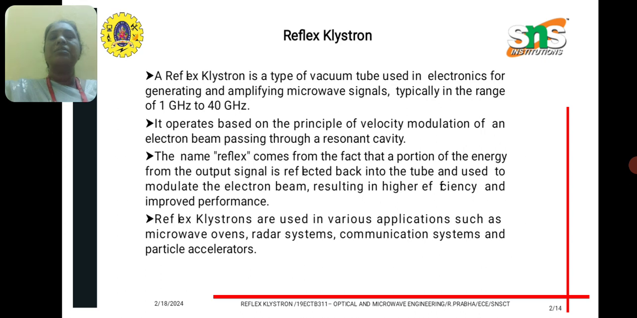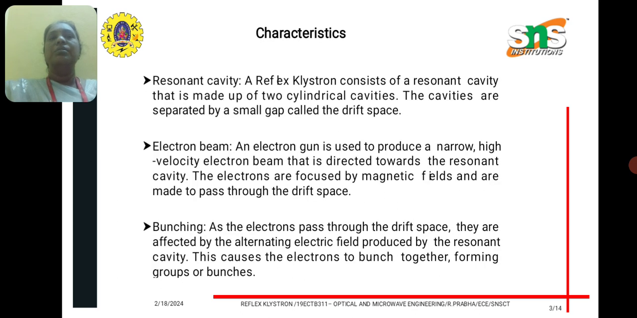The reflex klystrons are used in various applications such as microwave ovens, radar systems, communication systems, and particle oscillators. The characteristics of this reflex klystron: it has a resonant cavity which is made up of two cylindrical cavities. The cavities are separated by a small gap which is called the drift space.